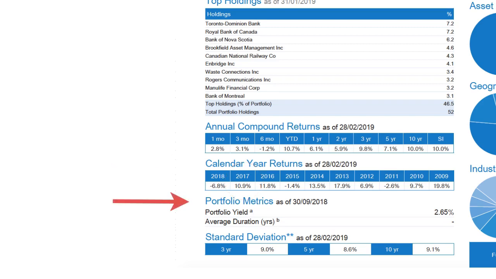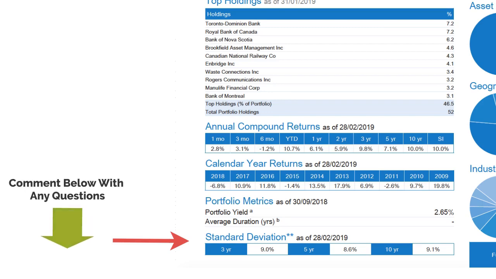Now, portfolio metrics, I'm just going to touch on very lightly, but portfolio yield is what the fund pays out on an annual basis. Average duration has to do with bonds, and in this case, there aren't any in this portfolio. And standard deviation is a measure of risk and volatility in a portfolio. Now, I'm not going to talk too much about that today because it's a bit beyond what we're discussing, but if anyone does have questions about the portfolio metrics or standard deviation, just comment below.